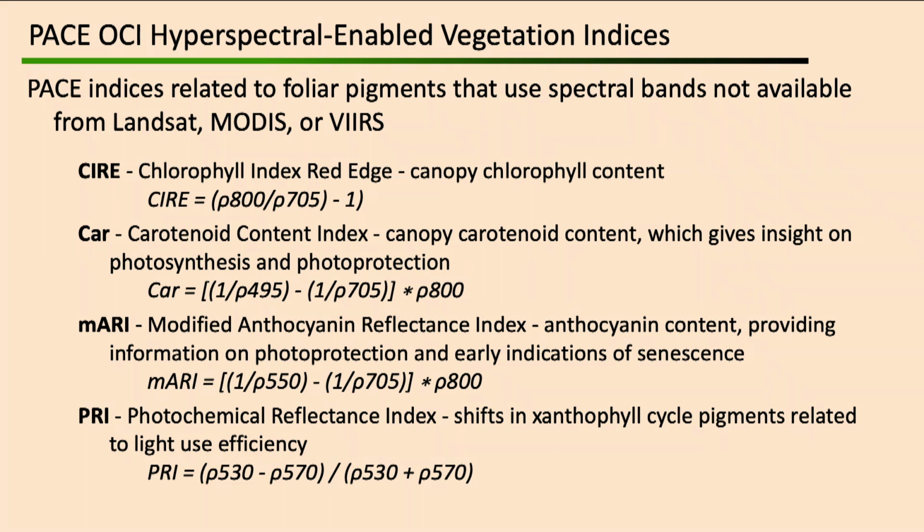Carotenoid content index. Carotenoids are pigments that provide photoprotection to plants, but can also enhance photosynthesis. There's the modified anthocyanin reflectance index, and anthocyanin content is also photoprotective, but can also show up in senescence. And then PRI, the photochemical reflectance index, is related to shifts in the xanthophyll cycle, which plants use as stress responses, and so can be useful for determining photosynthetic light use efficiency.